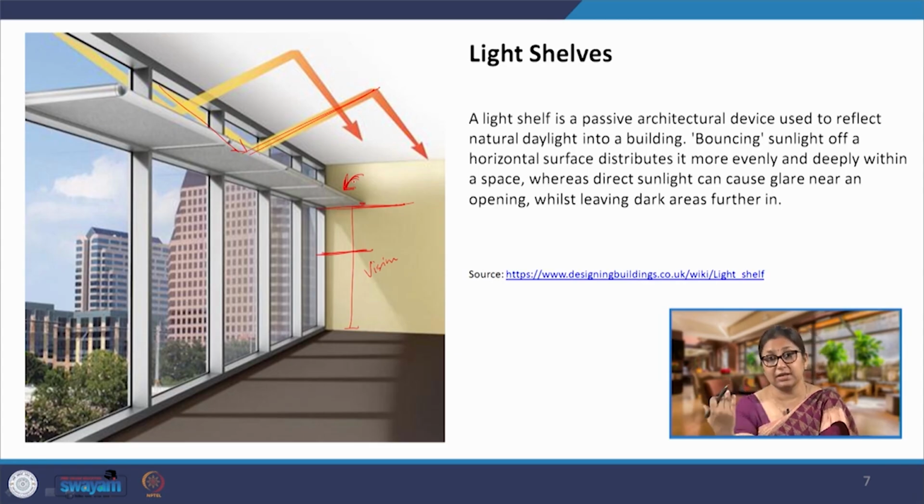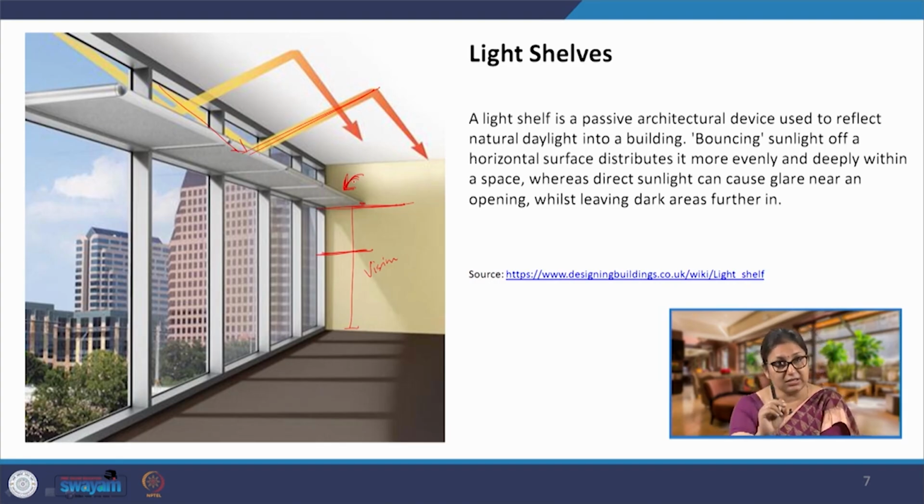In a country like India, where we have a lot of dust in the environment, in the air, so this light shelf, the top surface of light shelf, which is also horizontal, it will tend to accumulate a lot of dust over time. So, it has to be regularly cleaned, it requires maintenance, this light shelf.